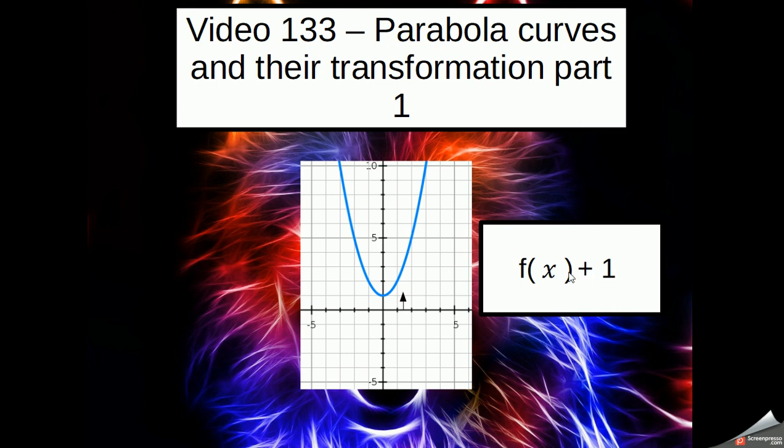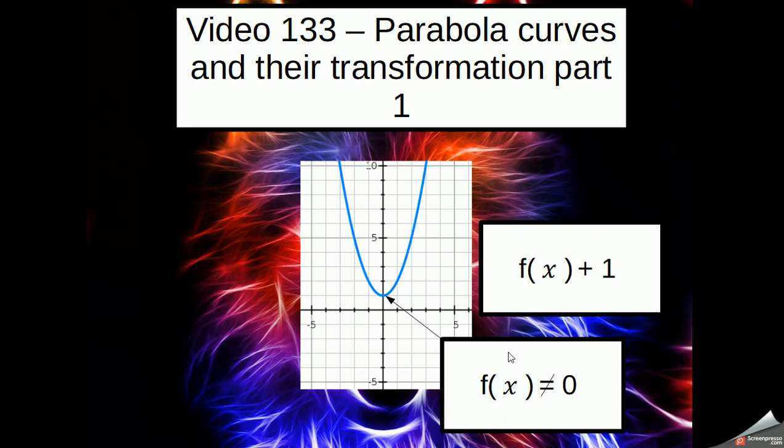Notice how the plus 1 is outside of these brackets. Because it's outside, it's the y that's being affected by the plus 1, not the value we're putting in. So if we add 1 on outside the brackets, the graph moves upwards. A note to remember is that when we're looking for an answer to this equation, there is now no answer where the function is equal to 0.